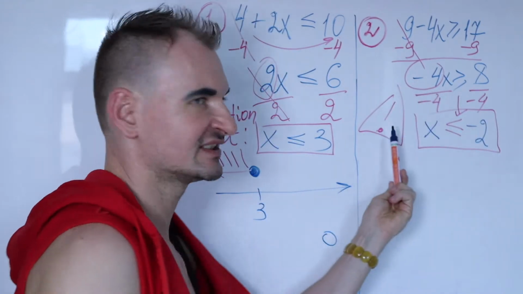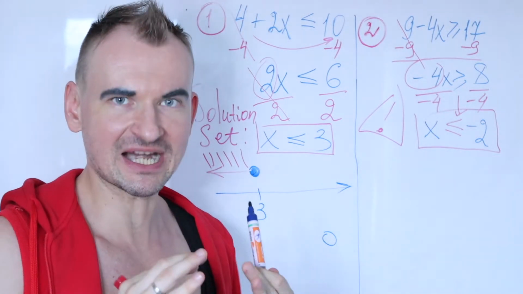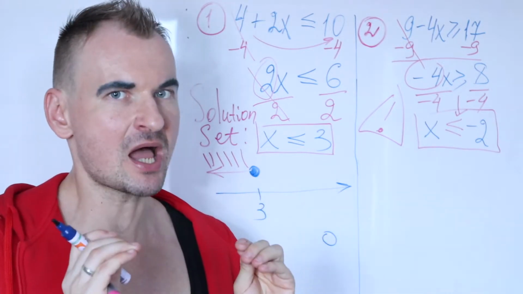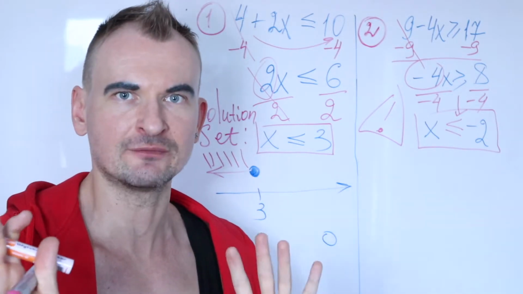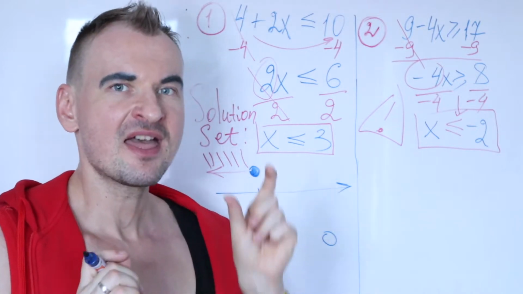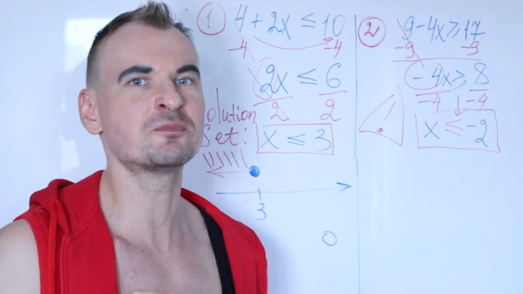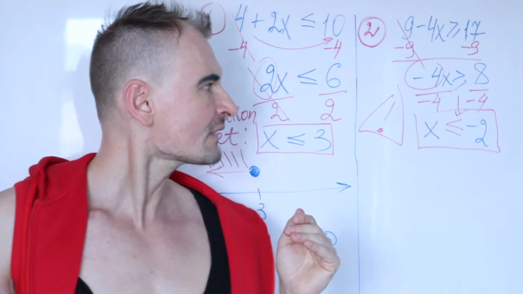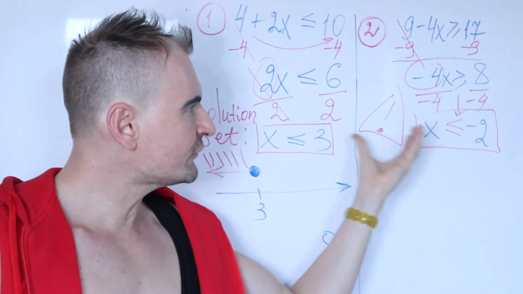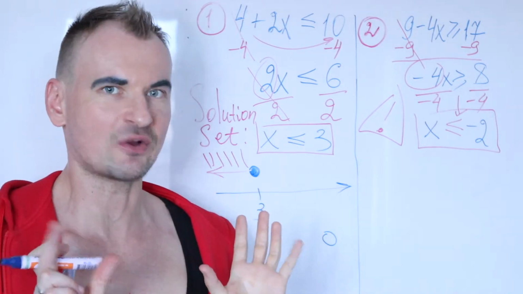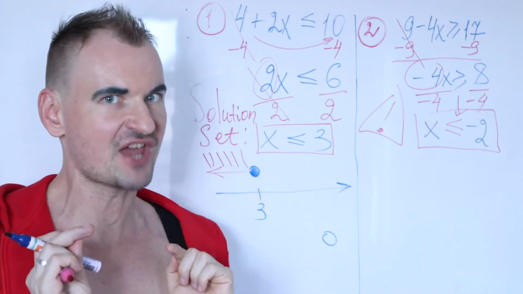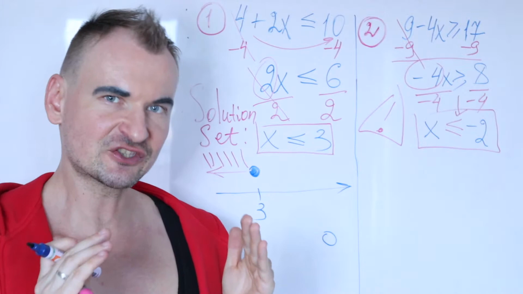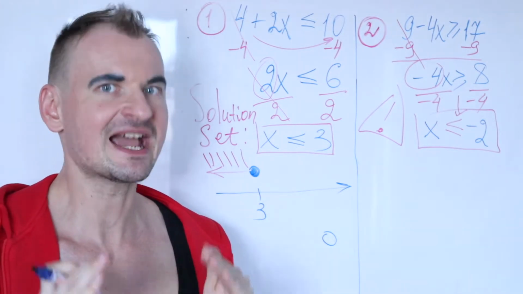Again, attention. To summarize, to reiterate, every time you divide or multiply both sides of your inequality by a negative number, the direction of the inequality has to be flipped, has to be switched. So again, if you multiply or divide both sides of your inequality by a negative number, guys, the direction of your inequality has to be changed to the opposite, has to be switched.